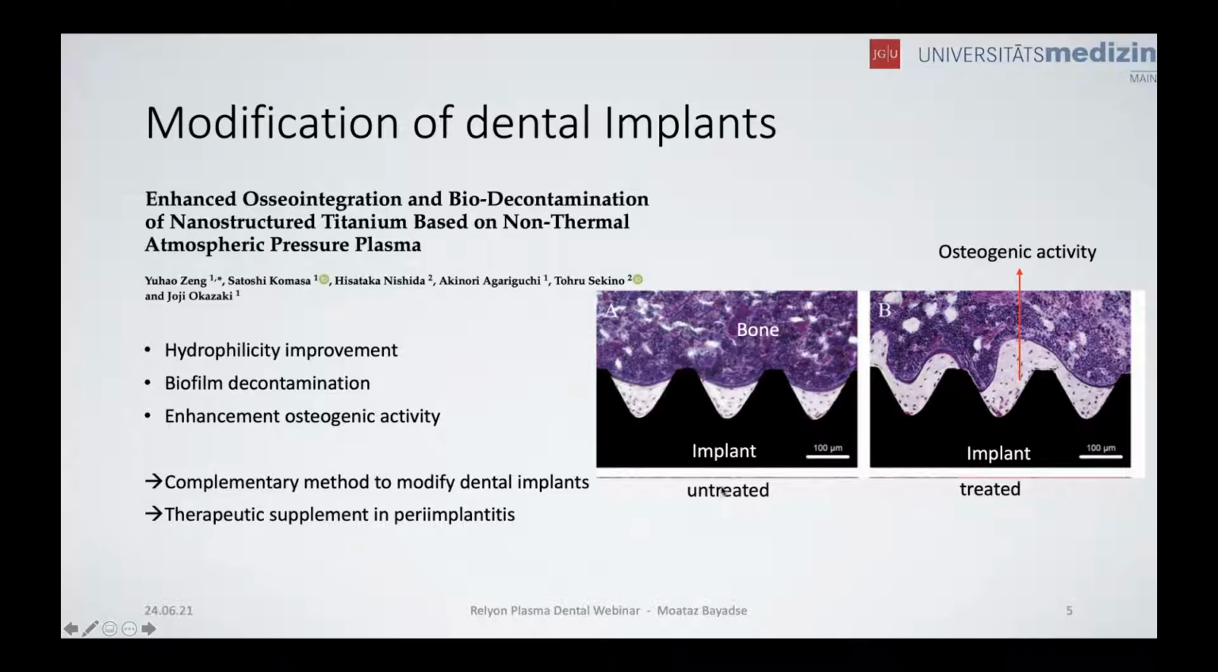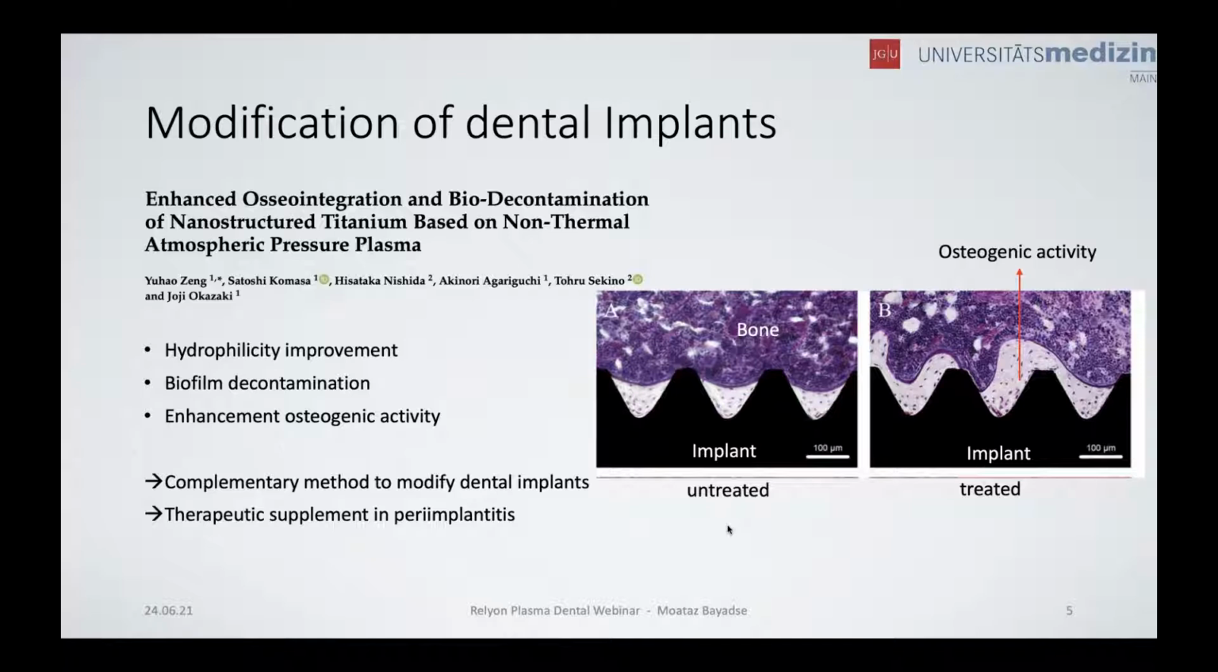If you compare the untreated implant with the treated implant, this here is the implant and this here is the bone, you can see that the new bone building around the treated implant is significantly higher compared to the untreated implant.